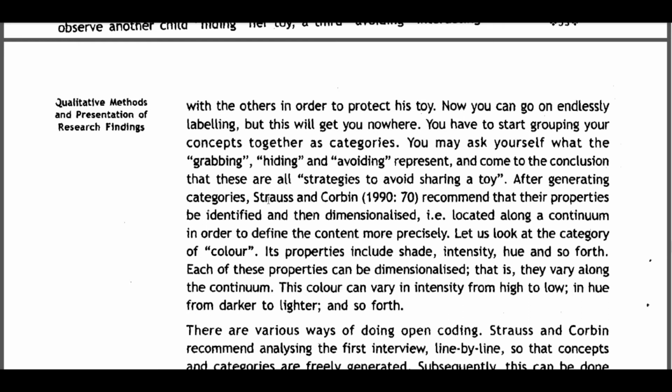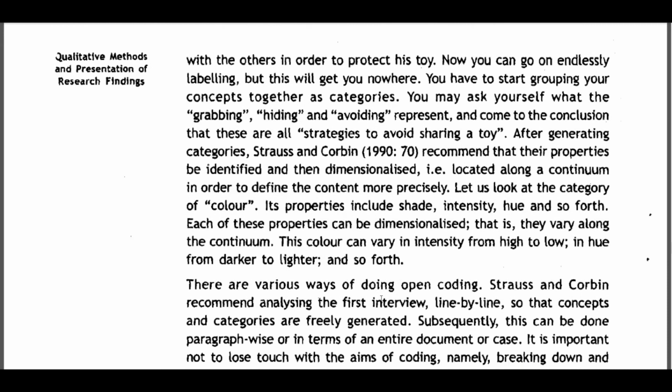After generating categories, Strauss and Corbin recommend that their properties be identified and then dimensionalized, that is, located along a continuum in order to define the content more precisely. Let us look at the category of color. Its properties include shade, intensity, hue, and so forth. Each of these properties can be dimensionalized, that is, they vary along a continuum. Color can vary in intensity from high to low, in hue from darker to lighter, and so forth.